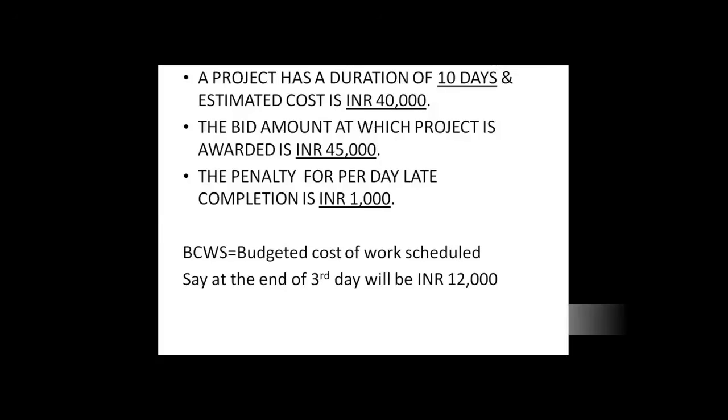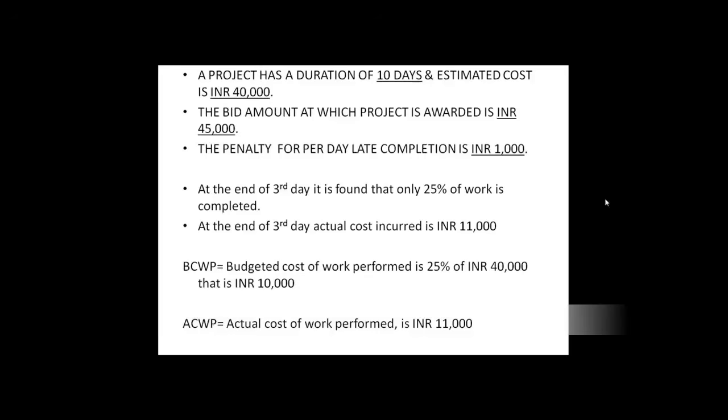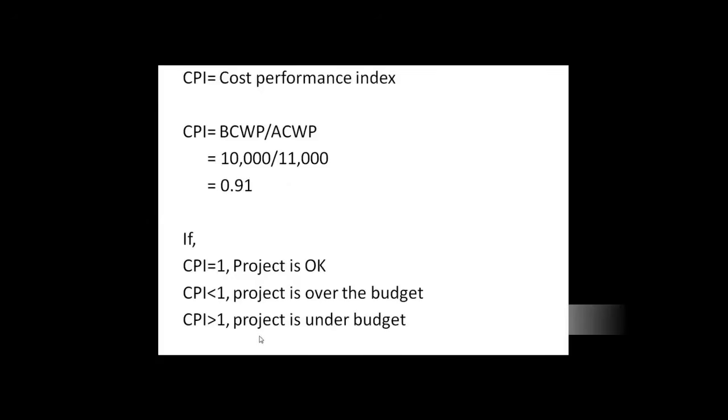Now the BCWS, which is known as budgeted cost of work scheduled, say at the end of the third day will be rupees 12,000, as it is rupees 4,000 per day, which we can see over here. Now say if at the end of third day it is found that only 25% of the work is completed and the actual cost incurred is say 11,000. So 25% of 40,000 is say INR 10,000, which is known as budgeted cost of work performed, while actual cost incurred, that is actual cost of work performed, is say rupees 11,000.